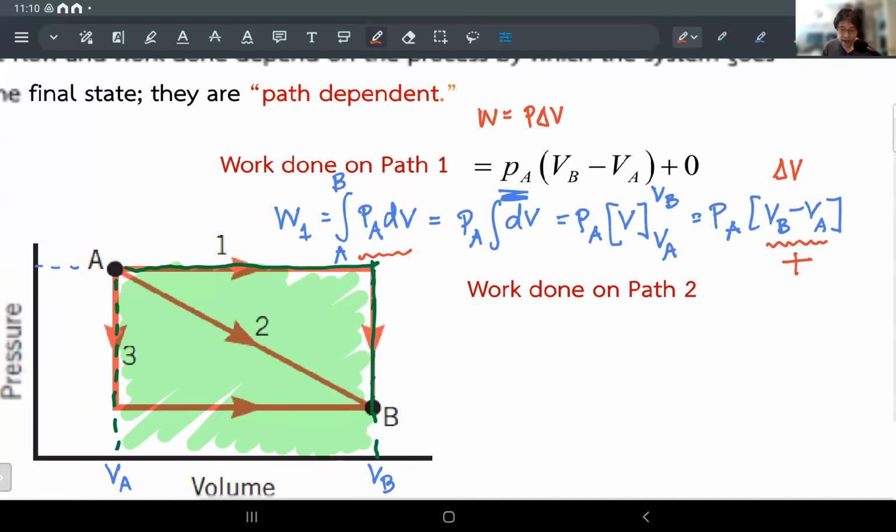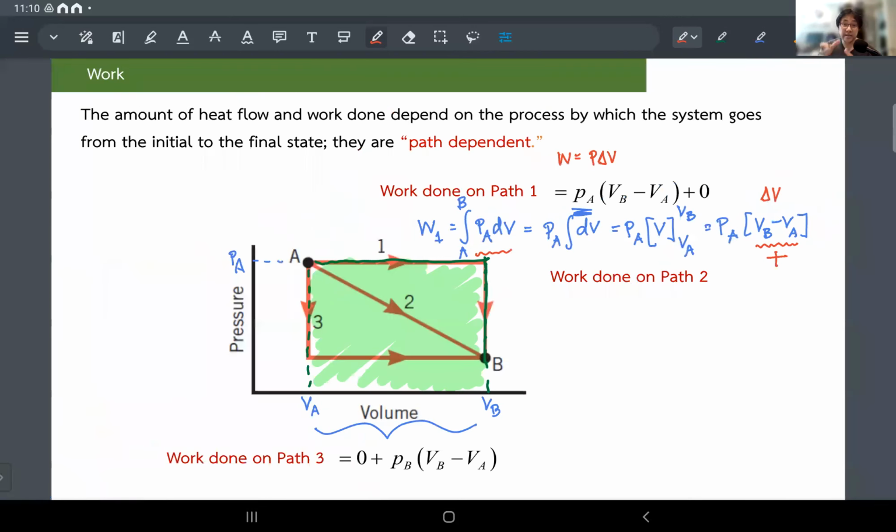So what I'm having right here is you're going from A to B, which is the expansion of the gas. Gas expands, so gas does work itself. So when the W is positive, it is work done by the system. You guys with me now? That is positive work done.